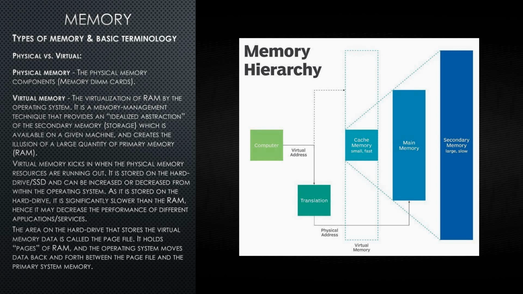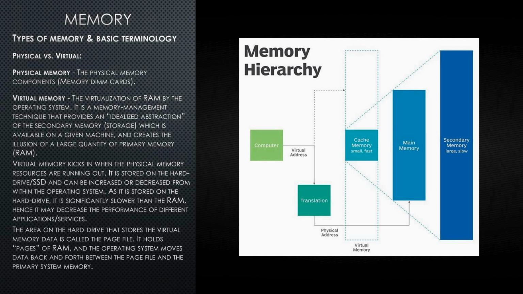So it's a memory management technique that provides an idealized abstraction of the secondary memory or the storage, which is available on a given machine, and creates the illusion of a larger quantity of primary memory or RAM. Virtual memory kicks in when the physical memory resources are running out. It is usually stored on the hard drives or the SSD and can be increased or decreased from within the operating system. Now, as it is stored on the hard drive, it is significantly slower than the RAM, hence it may decrease the performance of different applications and services.